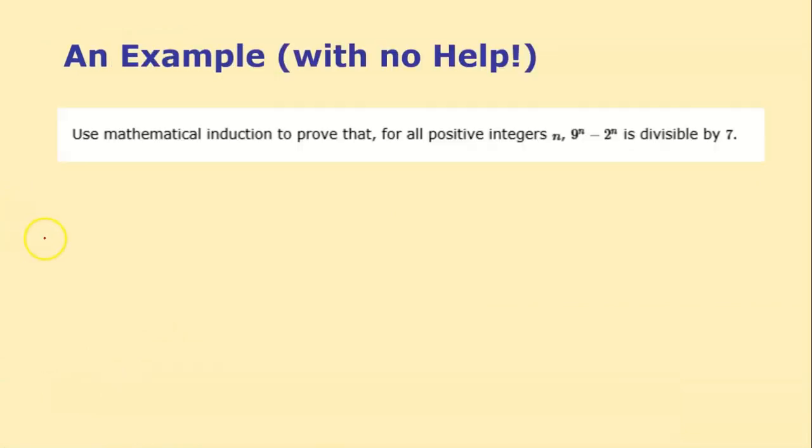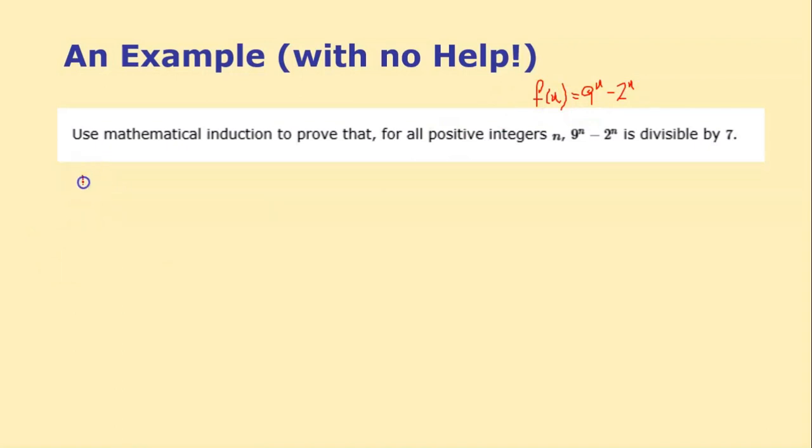So let's try this last final example, and it's again no help. Use mathematical induction to prove that for all positive integers n, 9 to the n minus 2 to the n is divisible by 7. It's the same, isn't it? So let's start off by writing, since we had that notation just now, f of n is 9 to the n minus 2 to the n. I could easily write u n again there.